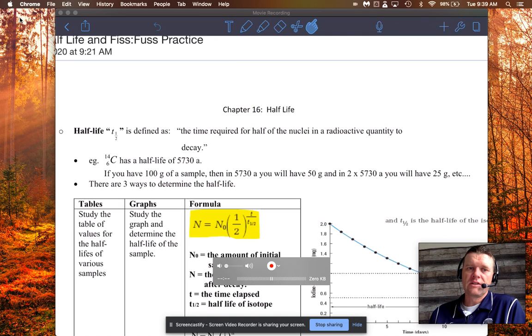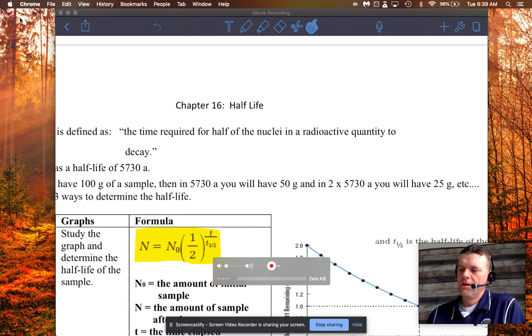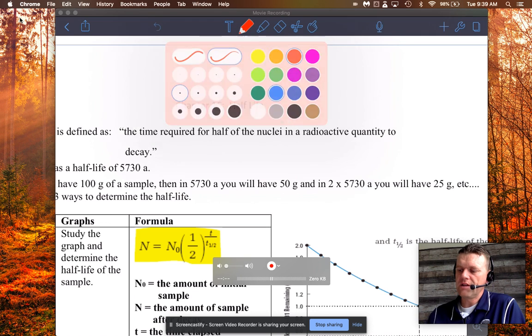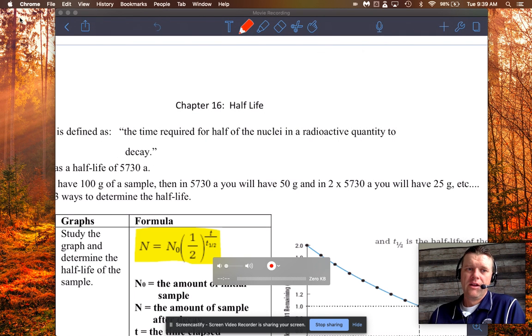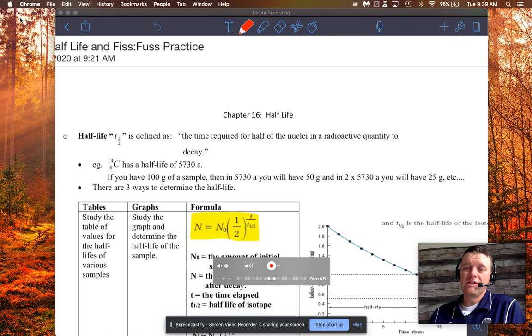And all it is, as it's defined, is the time for half of the nuclei in a radioactive quantity to decay. How long does it take for half? It can be measured in any unit of time. Some of the really unstable elements only take milliseconds to decay, or even less, whereas more stable elements take thousands and thousands of years.